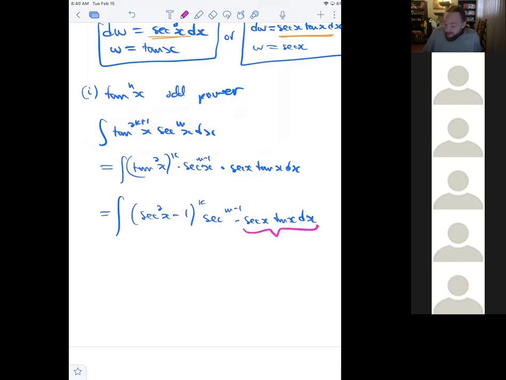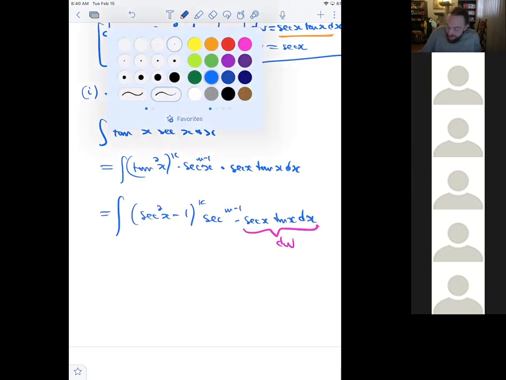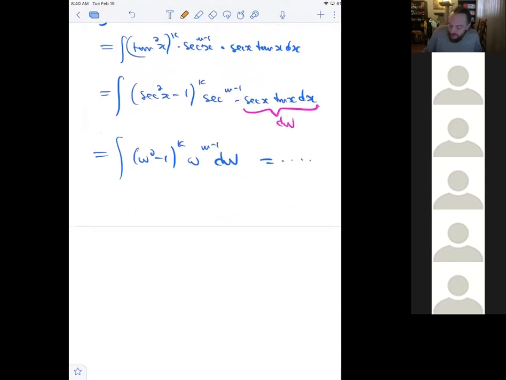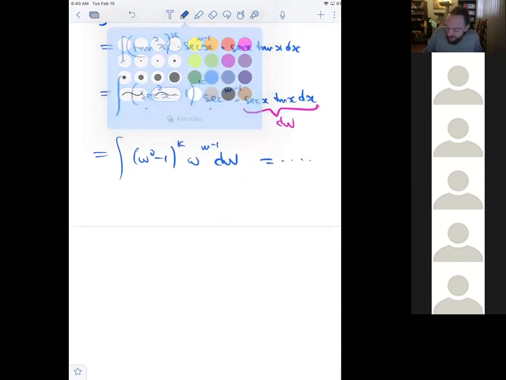This is dw. And so secant is going to be w. So this is going to be the integral of (w squared minus 1) to the power k, w to the m minus 1 dw. And then we're off to the races. So when you have an odd power of tan, this is good. When you have an even secant, this is also good.